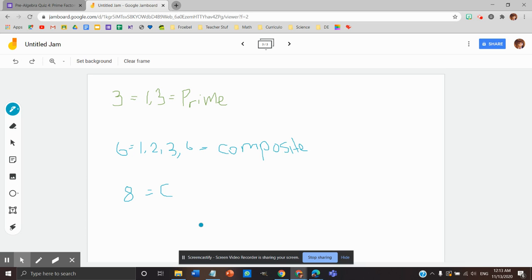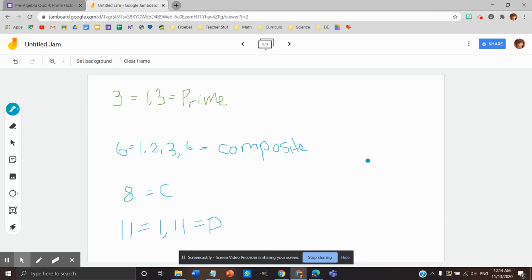Let's do one more. How about the number 11? What numbers can we use to divide 11 by? Or what numbers can we use that multiplied together will give me 11? Well, I know that is number 1. Right? 1 times 11 is 11. Is there any other numbers? No, there are no other numbers. Therefore, this is a prime number. I'm going to put the P for prime.